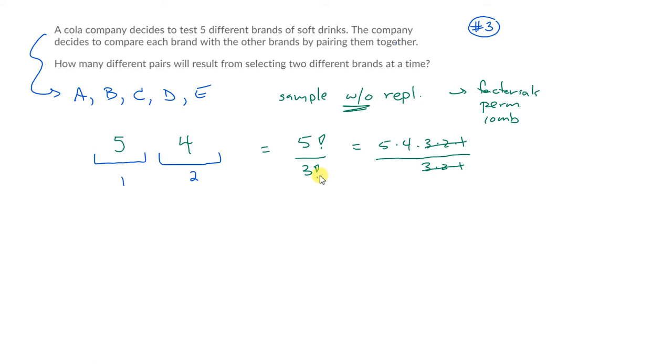The 3 factorial on the bottom is really 3, 2, 1, and that will cancel the 3 times 2 times 1 on the top. Now, do you guys recognize this? This is permutations or combinations? This is permutations, 5 items, and we're choosing them 2 at a time, right? The formula for 5 permute 2 would be 5 factorial over 5 minus 2 factorial.